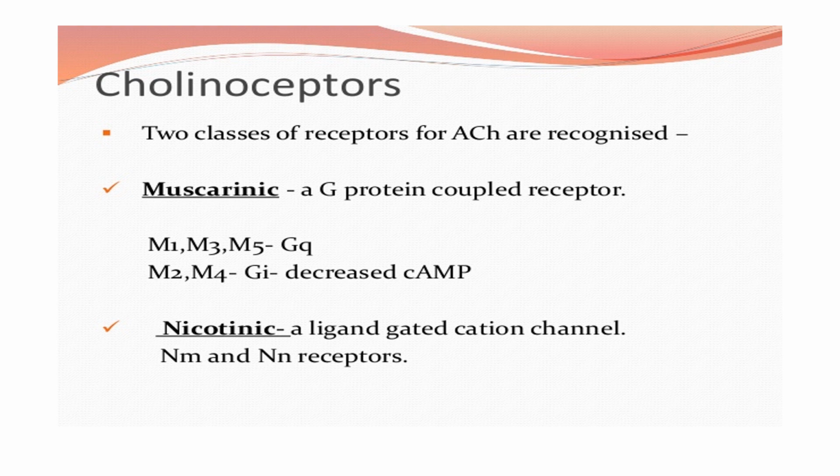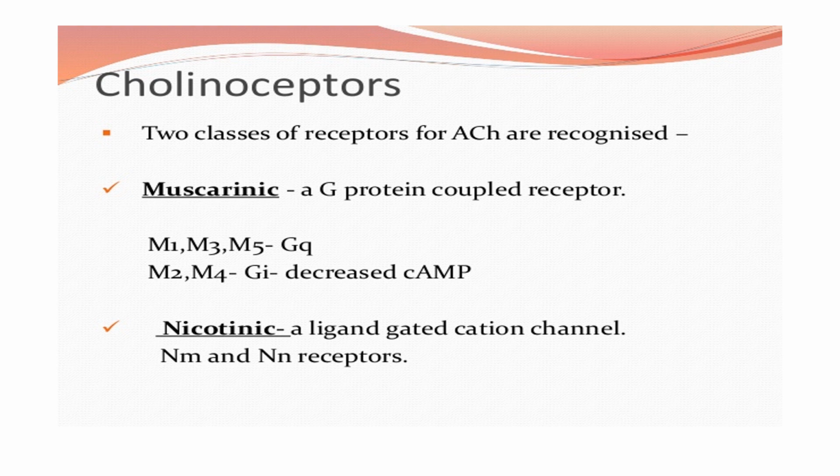They are subdivided into 5 groups: M1, M2, M3, M4 and M5. Now we are interested only in the first 3 groups, as the 4th and 5th are still under study. More clinical work is done on M1, M2 and M3. We will go into detail on M1, M2, M3, their site and action. So the first type is muscarinic.